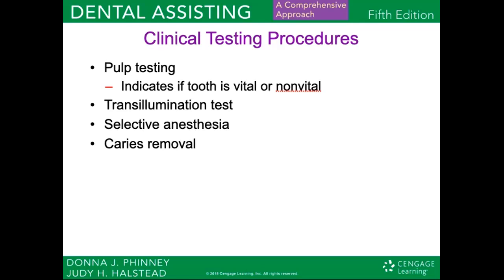Fiber optic light shines through the crown of the tooth in transillumination testing. Shadows would indicate vertical fractures, and in that case, the tooth may need to be extracted.